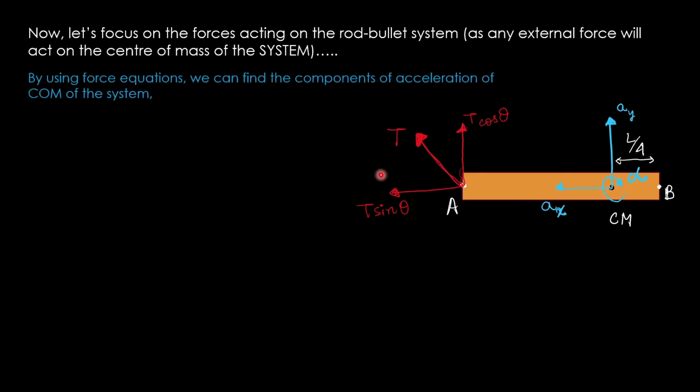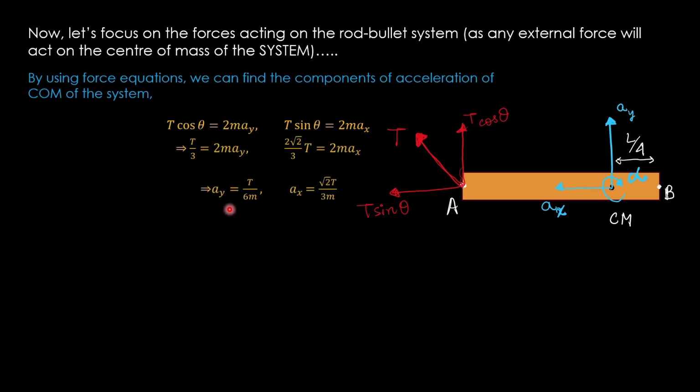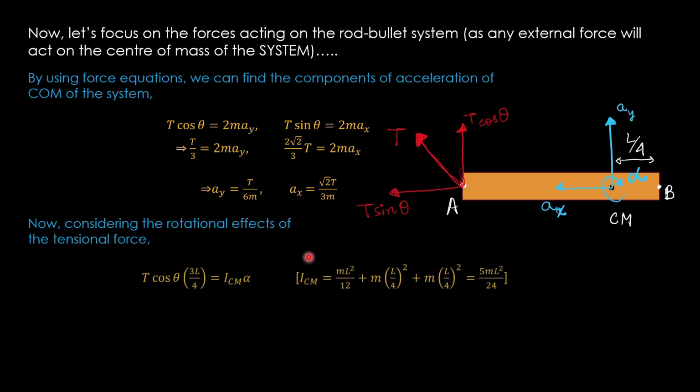So using the force equations, now the entire mass of this system is 2m, not m, because we are considering the rod bullet system together. So we write the force equations in the respective directions, and we finally get ay and ax in terms of capital T and small m. Now we consider the rotational effects. T cos theta into 3L by 4, because this radius arm is 3L by 4 from the center of mass, and it is I_CM alpha.